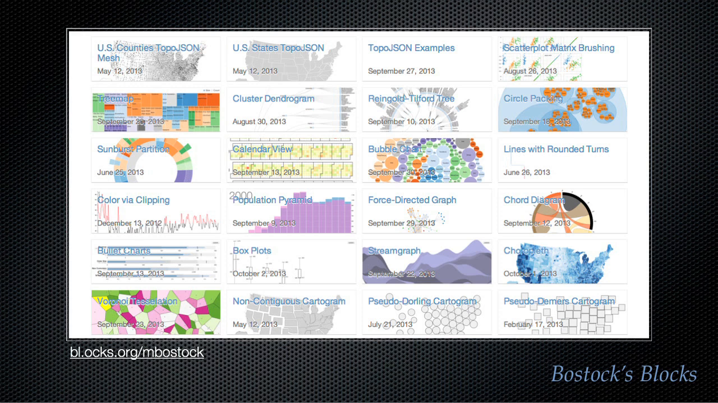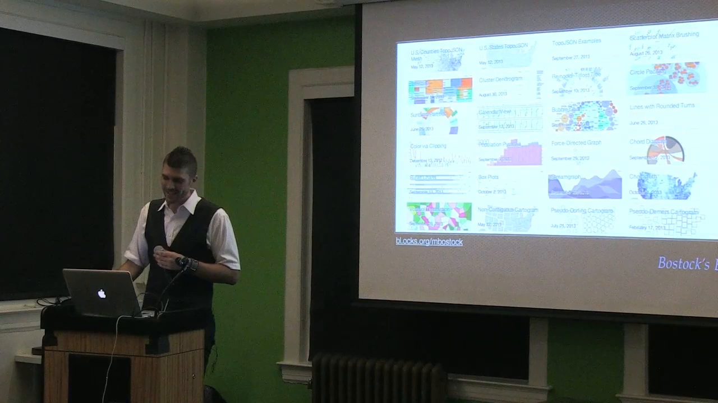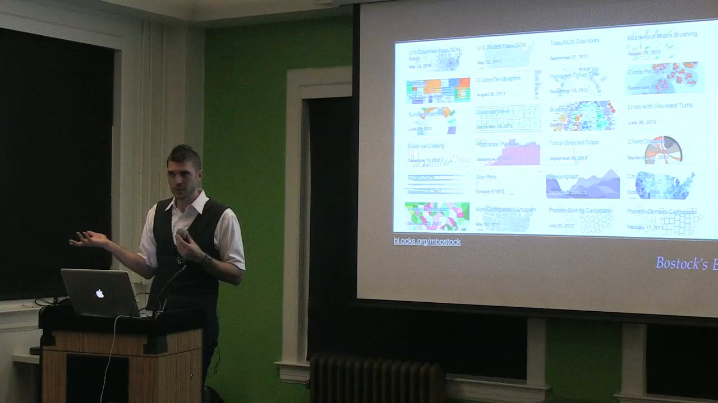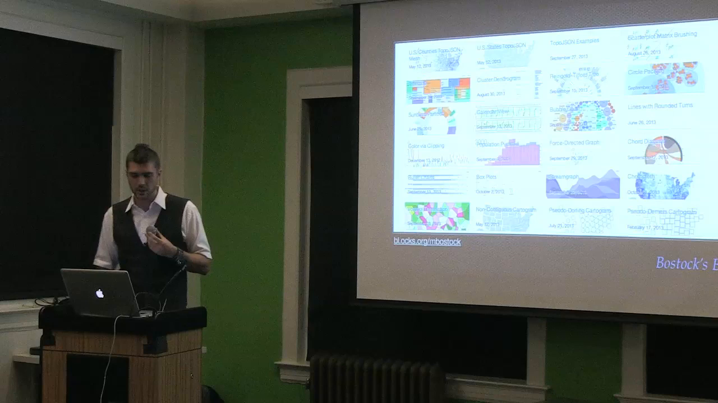And obviously, Mike Bostock, who is the graphics editor for the New York Times, has what are called Bostock's blocks, these D3 examples, and it's just hundreds of these things. It's a really useful code library that is visual. You see what he's doing, and you can inspect the source, and he has the code sample. It's a very useful resource for D3 developers.